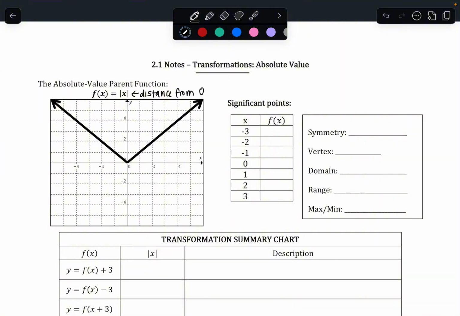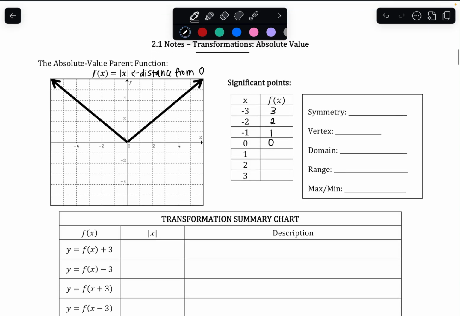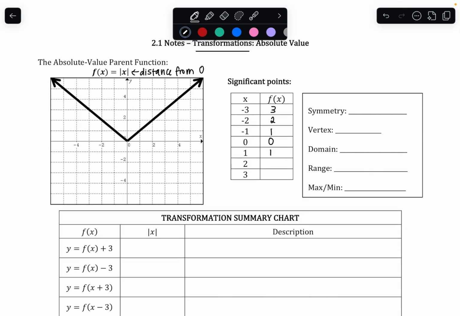So if I were to take the absolute value of -3, that is a distance of 3 from 0. -2 is a distance of 2. -1 is a distance of 1. 0 is a distance of 0. 1 is a distance of 1. 2 is a distance of 2. 3 is a distance of 3.